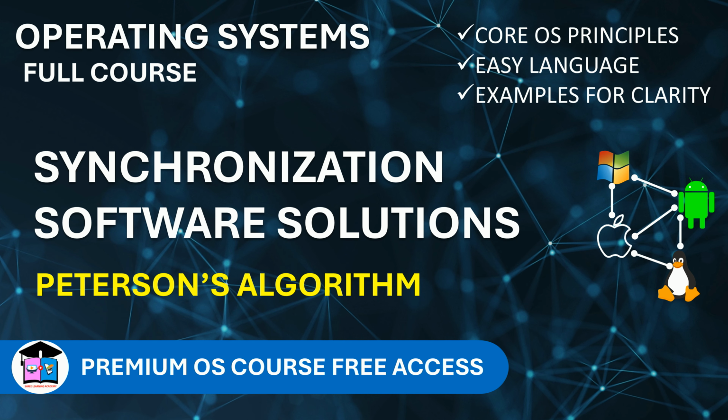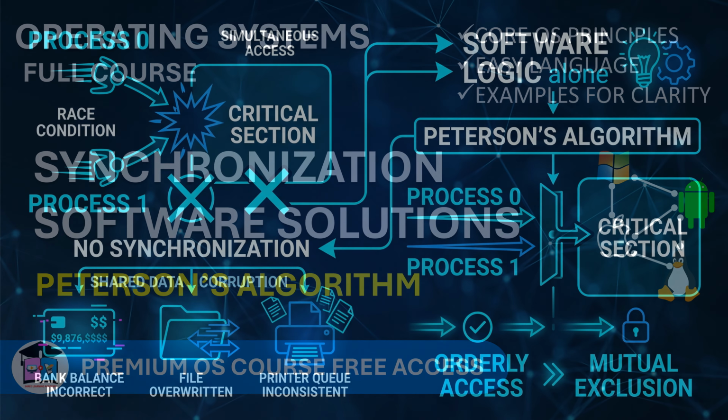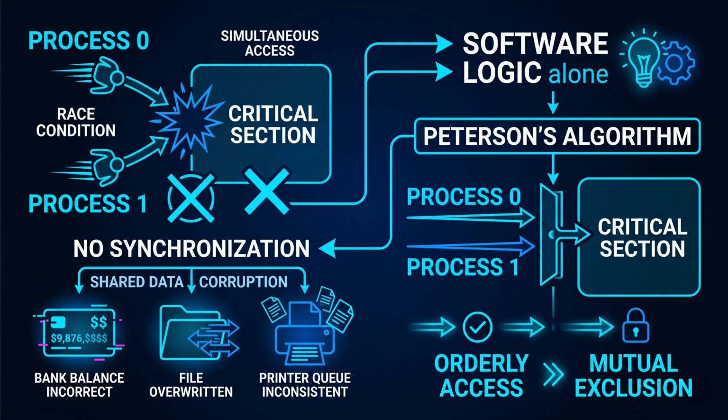Let's simplify Peterson's algorithm. Imagine two processes trying to enter the same critical section at exactly the same time. Both believe they should go first. Neither wants to wait. If the operating system does not control things properly, shared data can be corrupted in a fraction of a second. A bank balance may update incorrectly, a file may be overwritten, or a printer queue may become inconsistent. This is where synchronization becomes essential.